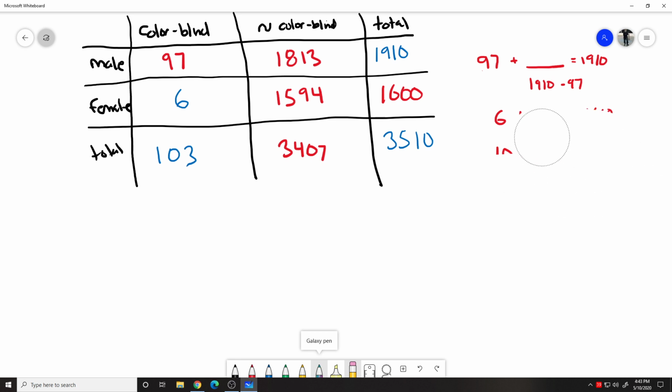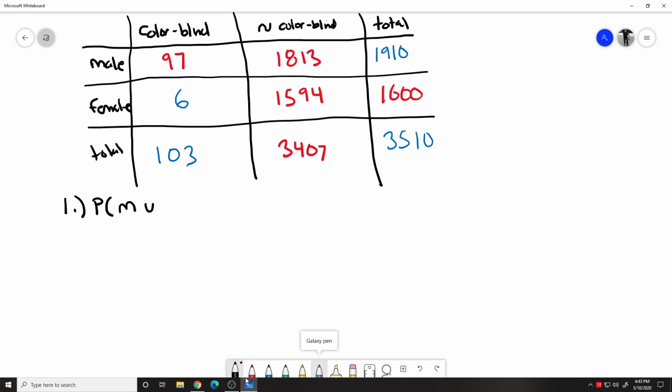Now let's ask some questions. Let's ask some probability questions about what we have in our chart. So the first question I want to ask is, we're going to pick one person at random from this data, and we're going to ask the question, what's the probability that the person I picked is a male or is colorblind?